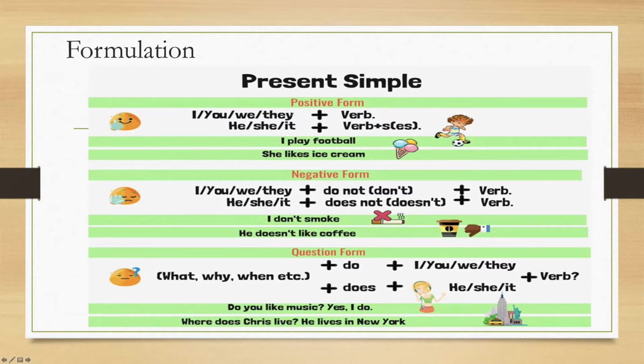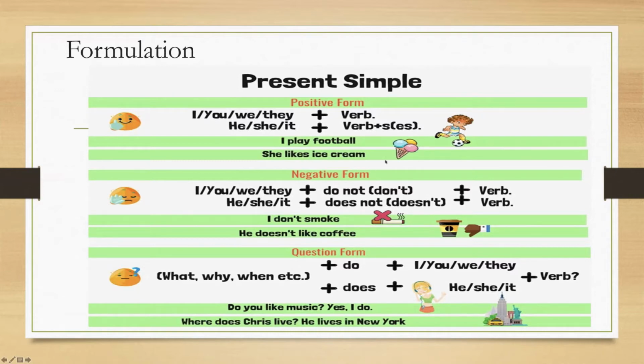So in the positive sentences, in the affirmative sentences, the verb is preceded by I, you, we, they, and he, she, it plus verb plus es or s. So it means we add s or es at the end of the verb. For example, I play football. She likes ice cream. So here, after she, we add verb plus s.